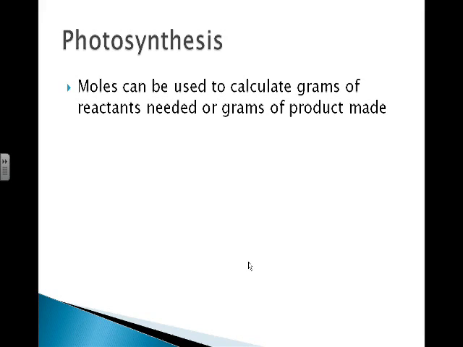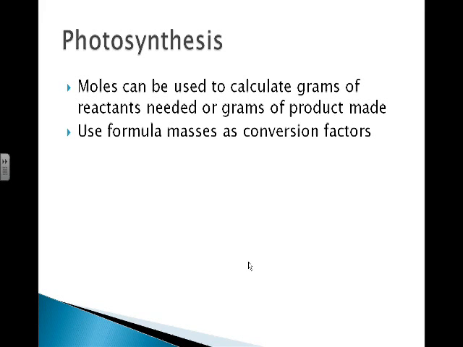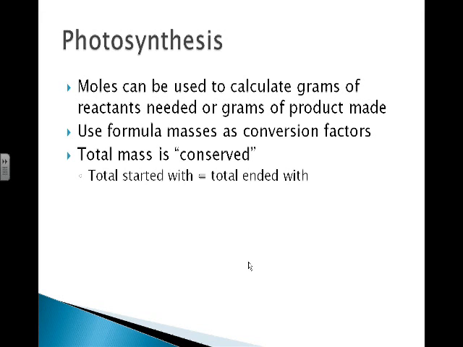The reason why it's important for us to know that these chemical reactions are actually in units of moles is because the moles can be used to calculate grams of the reactants needed or the grams of product that are made. And keep in mind, grams are what we are measuring when we are in lab. So we're using formula masses as conversion factors. Now you understand why we have to be able to convert these grams to moles. It's because all of our chemical reaction equations are written in terms of moles. So that's why we have to be able to use that conversion. Hopefully now it's starting to make sense.